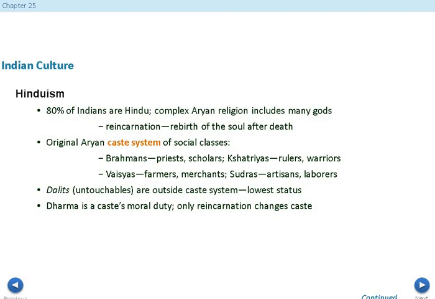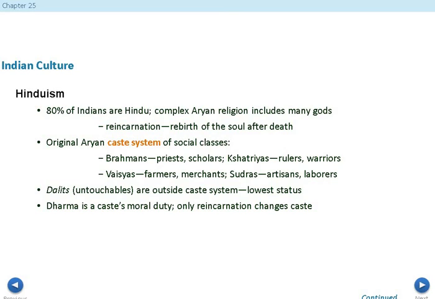Hinduism: if you think of India, you have to think of Hinduism, and if you think of Hinduism, you have to think of India. They're kind of connected. 80% of Indians are Hindu. This complex Aryan religion includes many gods. Again, that would be polytheism. Reincarnation is the rebirth of the soul after death. One of the things that's important is the caste system, and you can see the social classes right there. At the very top, you've got the priests and the scholars. After them, the rulers and the warriors. Underneath them are the farmers and the merchants, and below them are the artists and the laborers. After you get outside the caste system, you have the untouchables. They're the lowest status, outside the caste system.